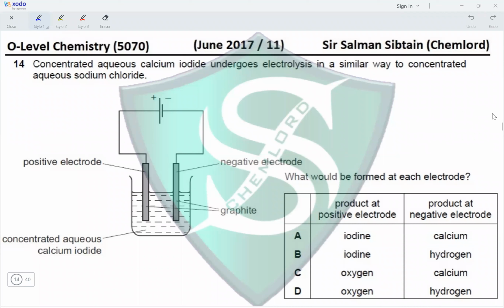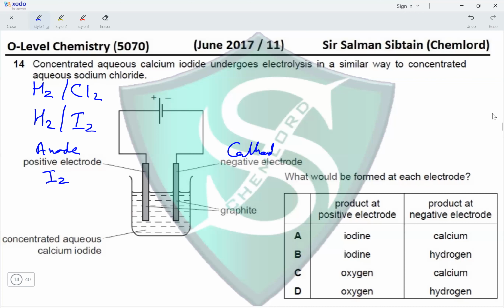Question 14. Concentrated aqueous calcium iodide undergoes electrolysis in a similar way to aqueous sodium chloride. Okay. So if aqueous sodium chloride was undergoing electrolysis, we would have hydrogen at the cathode and chlorine at the anode. So for concentrated aqueous calcium iodide, we would have hydrogen at the cathode and iodine at the anode. And anode is the positive terminal. So we have production of iodine. Cathode is the negative terminal. We have production of hydrogen gas.